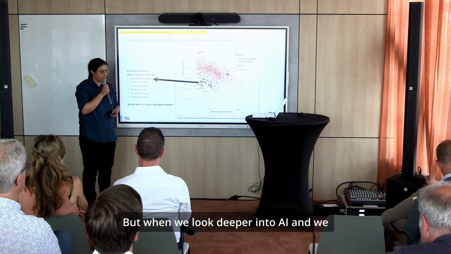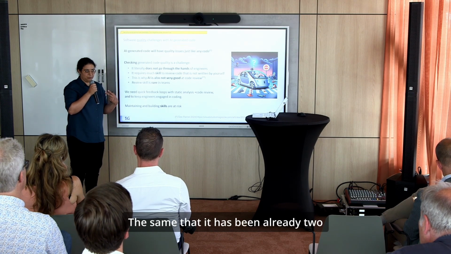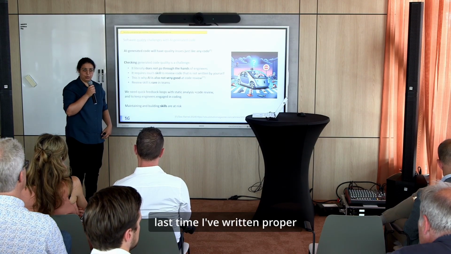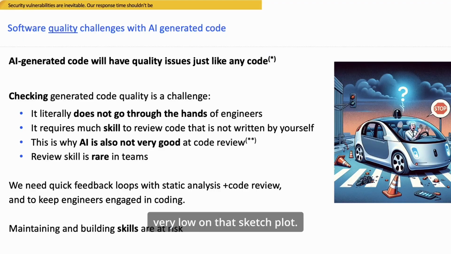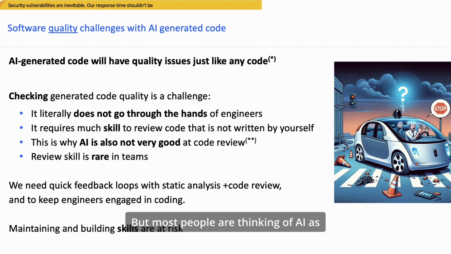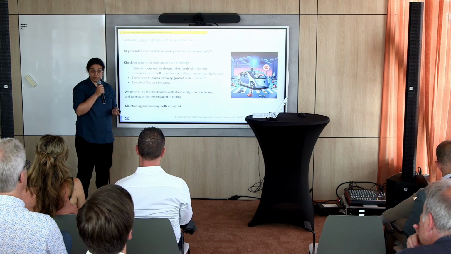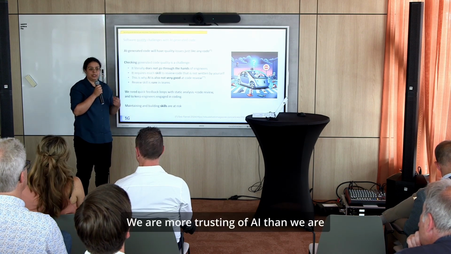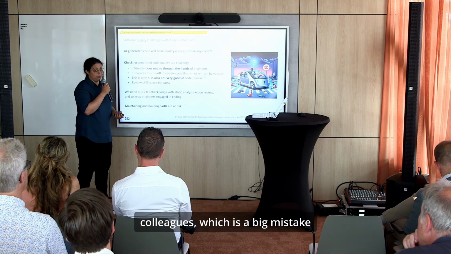But when we look deeper into AI, and we see it more and more in our life cycle, yeah, it has quality issues. It has been already 2 years for me since the last time I've written proper code. I mostly write data science code, so my dot will also be very low on that scatter plot. But most people are thinking of AI as something infallible, that it doesn't make mistakes, little mistakes. We are more trusting of AI than we are of our human colleagues, which is a big mistake in my opinion.